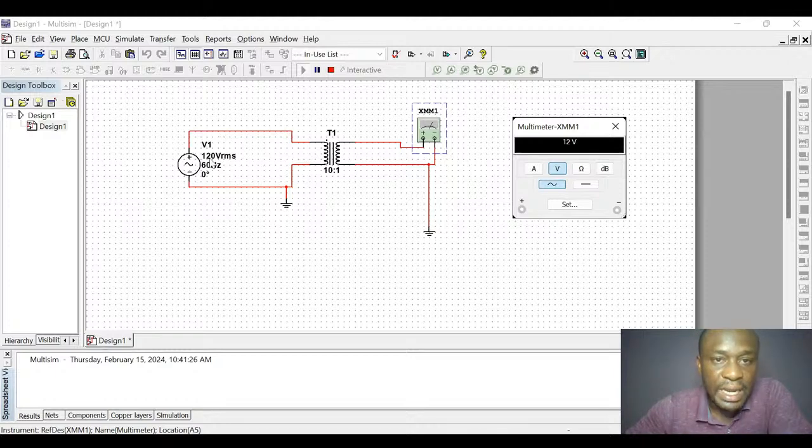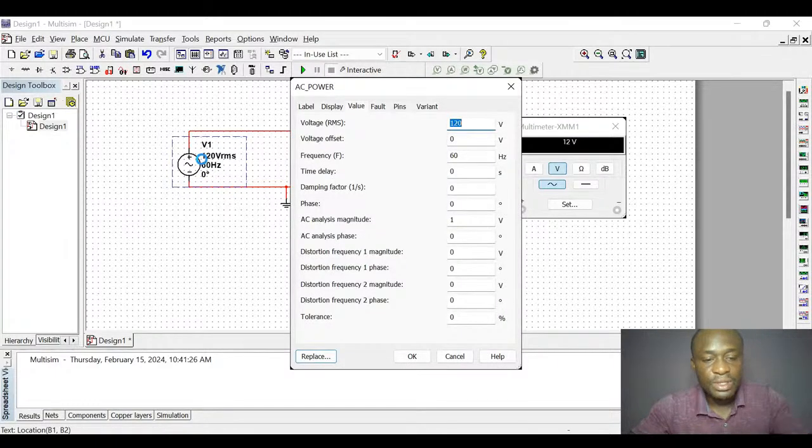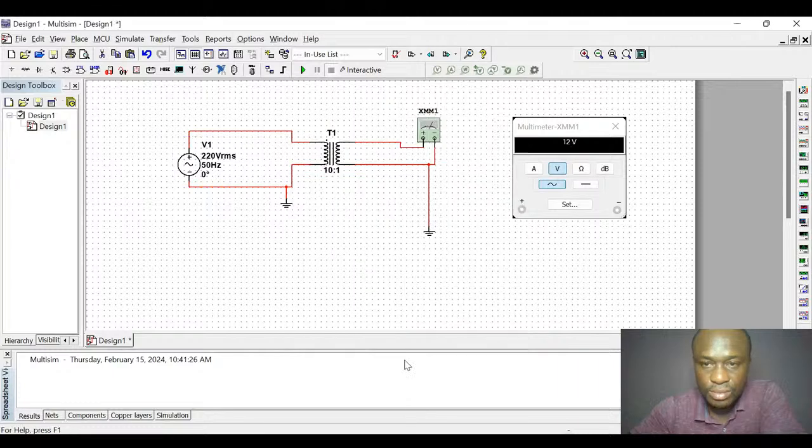Then let me try another one, 220 volts. Let me try 220 volts by 50 Hz. And we run the simulation. We are having 22 volts.